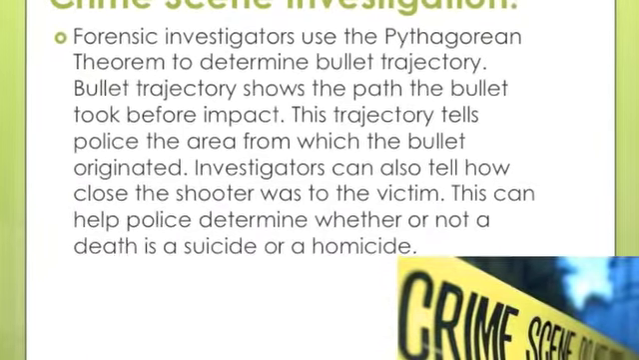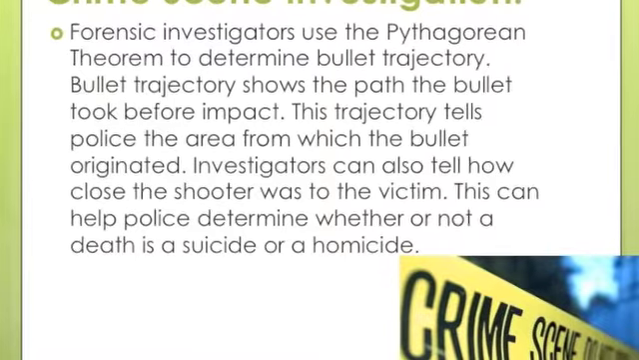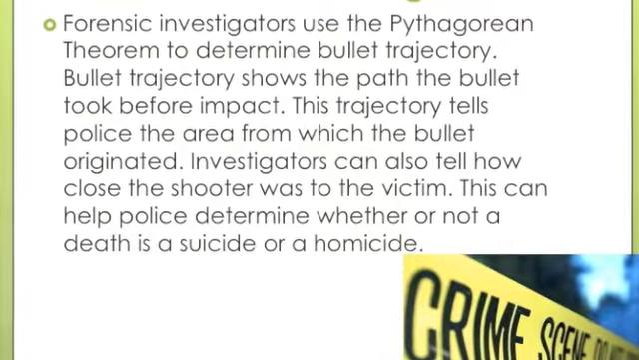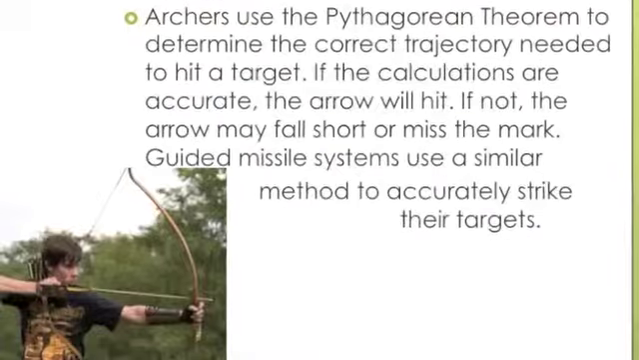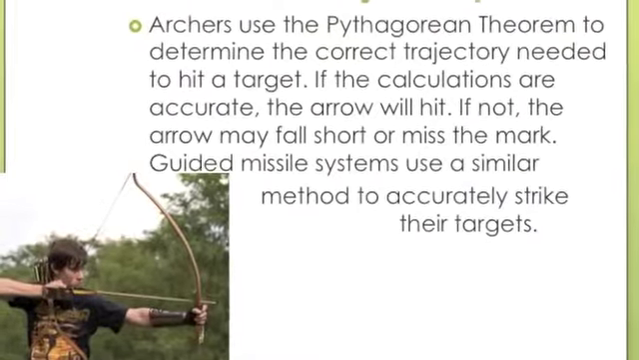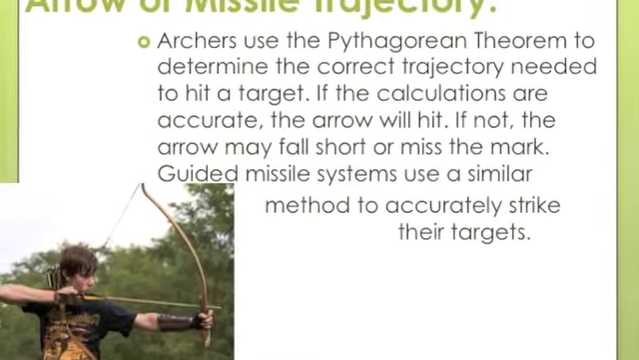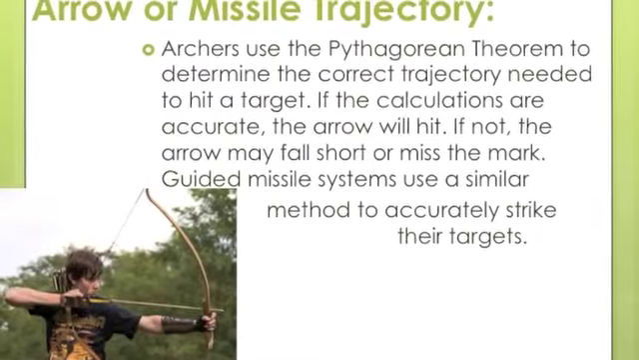In the midst of a crime scene, forensic investigators are able to use the Pythagorean theorem to figure out the bullet trajectory. Archers are able to use the Pythagorean theorem when figuring out what angle they need to be at in order to hit the target.